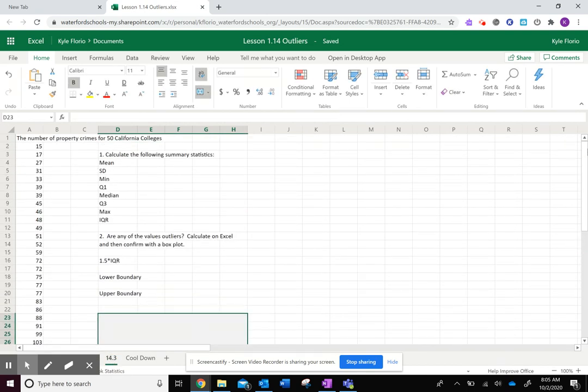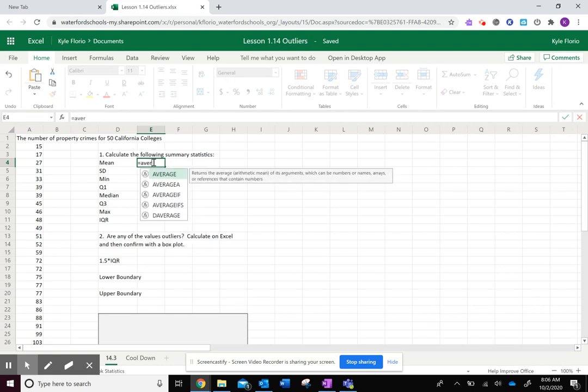Here we have the number of property crimes for 50 California colleges. So one college had 15 property crimes like theft, something like that. One college may have had 51 crimes. Some colleges had 99 crimes. So these are 50 different colleges in California and how many property crimes they recorded. So let's find the following statistics.